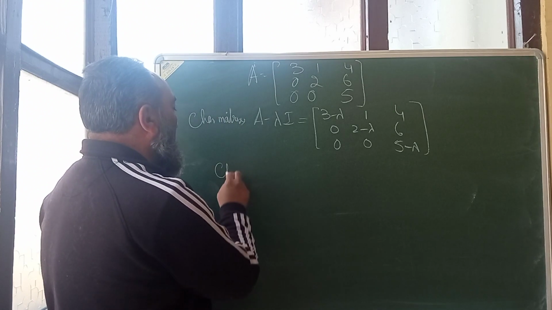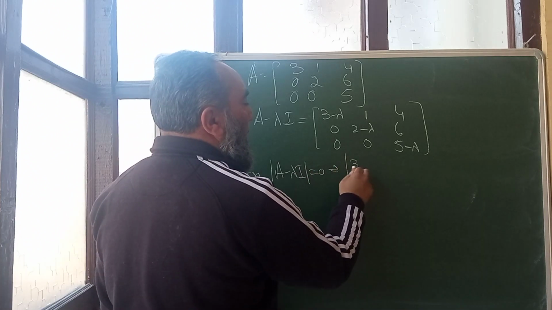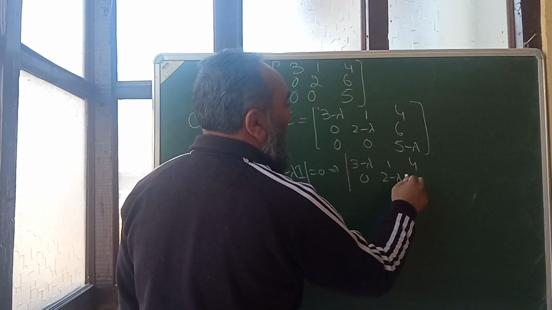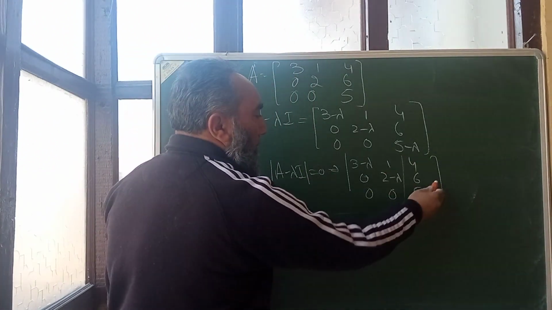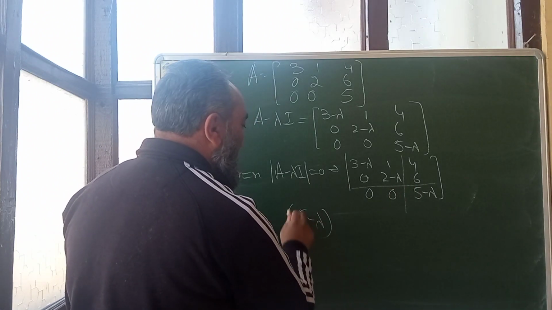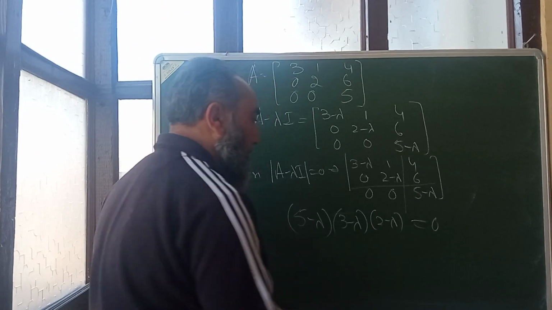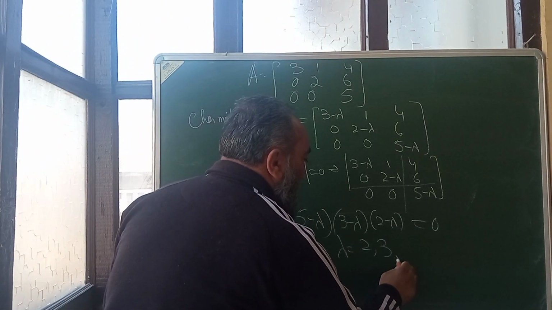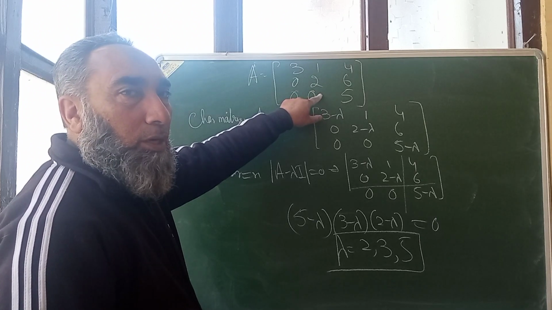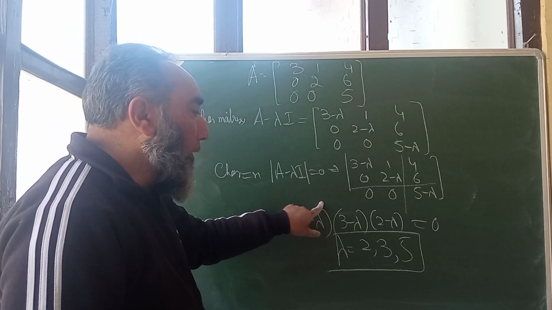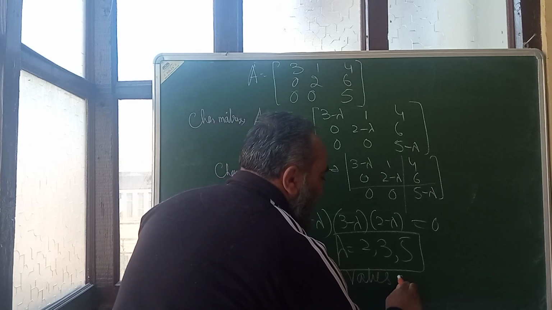Fine. The characteristic equation of A: the determinant of A minus lambda I equal to 0, means the determinant of 3 minus lambda, 1, 4, 0, 2 minus lambda, 6, 0, 0, 5 minus lambda. Let me operate from here. It is 5 minus lambda into 3 minus lambda, 2 minus lambda, equals 0. So your lambdas are 3, 2, 5. You have a cubic. This is a square matrix of order 3. The characteristic equation will be a cubic and you will have 3 values of lambda. These are the eigenvalues of A. Fine.